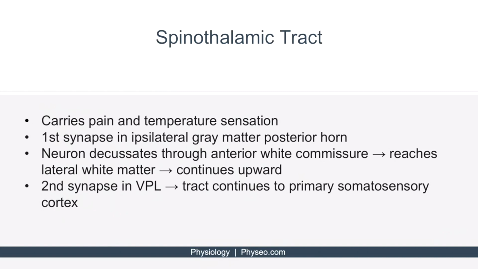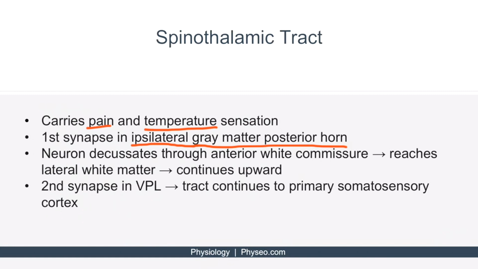Now let's talk about the spinothalamic tract. The spinothalamic tract carries pain and temperature sensation from the periphery to the brain. The first synapse occurs in the ipsilateral gray matter of the posterior horn. So this synapse occurs in the actual spinal cord, not the medulla in the brainstem like the dorsal column did. So this first synapse occurs much earlier in the pathway.